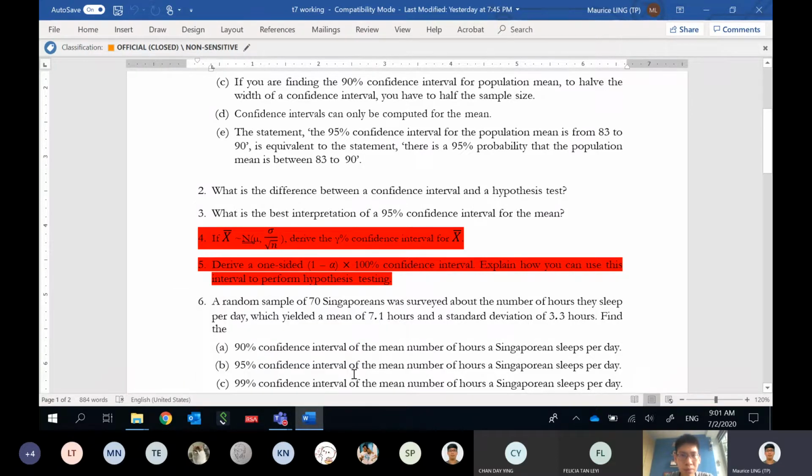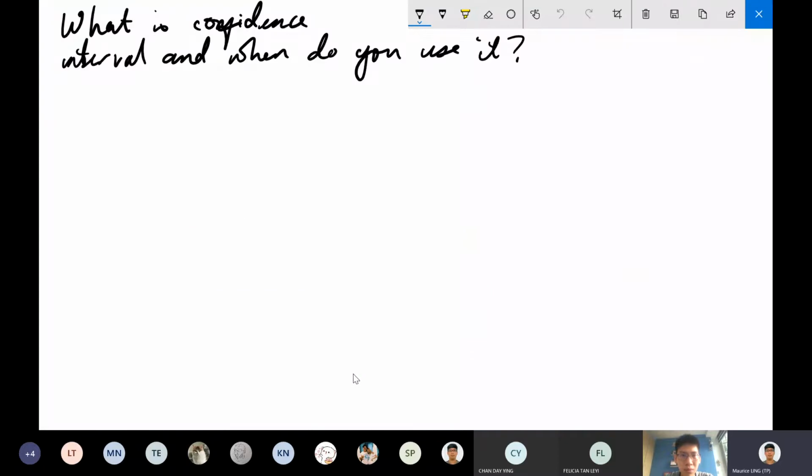Let's get started. So, what is a confidence interval and when do you use it? Someone answer? So confidence intervals show us the likely range of values of the population mean, and we will use it when we are trying to estimate a population parameter such as the population mean or standard deviation.